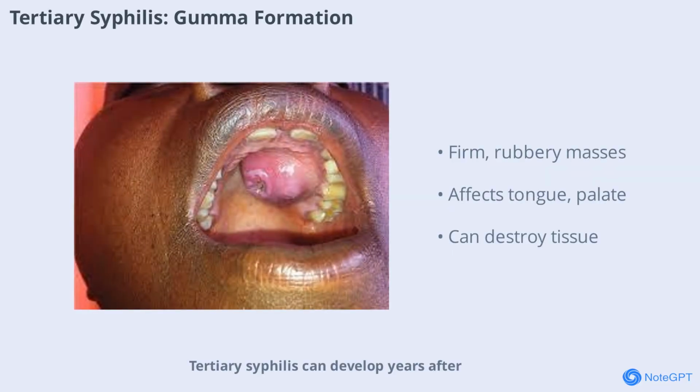Tertiary syphilis can develop years after the initial infection if left untreated. In the mouth, it manifests as gummas, firm, rubbery masses that primarily affect the tongue and palate. These lesions can ulcerate and expand, potentially destroying surrounding tissues and even perforating the palate. Tertiary syphilis also affects the cardiovascular and nervous systems, leading to life-threatening complications.